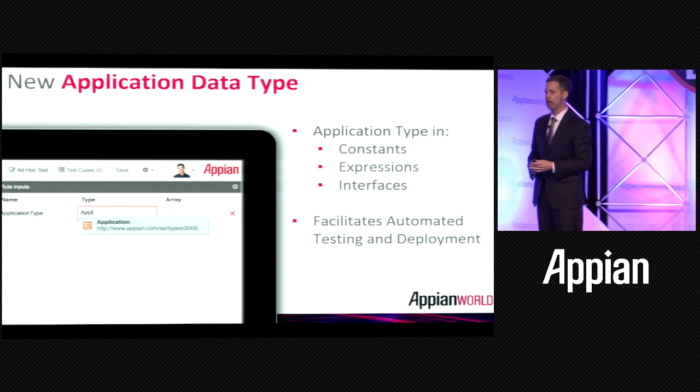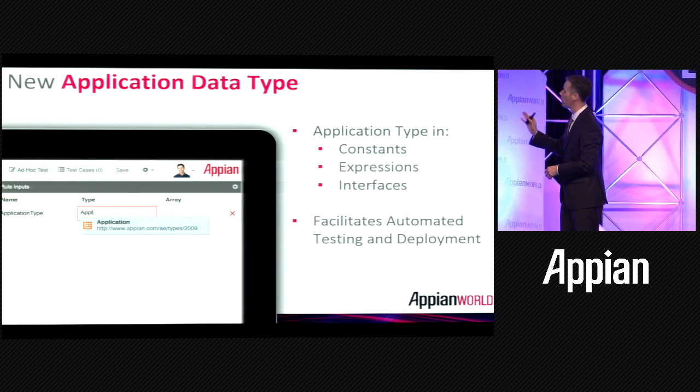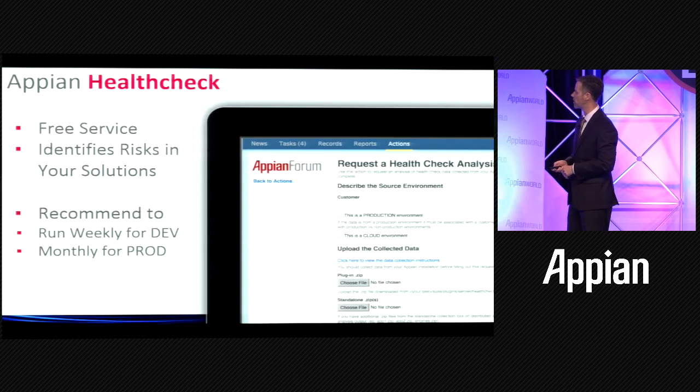There is also a new application data type. This is going directly to support the rules environment that we just talked about. So the application data type allows you to define those web APIs and expressions that reference a specific application context. As I reference that application context, I can say run all tests for that application. It facilitates automated testing and deployment as well.